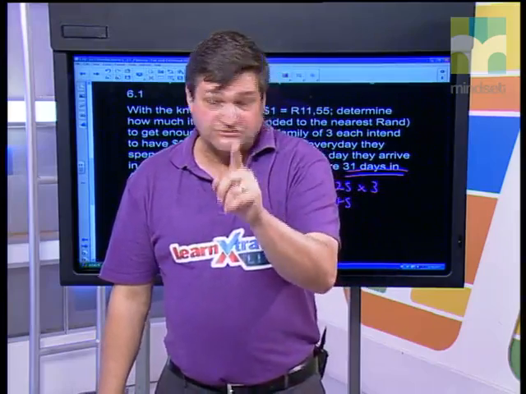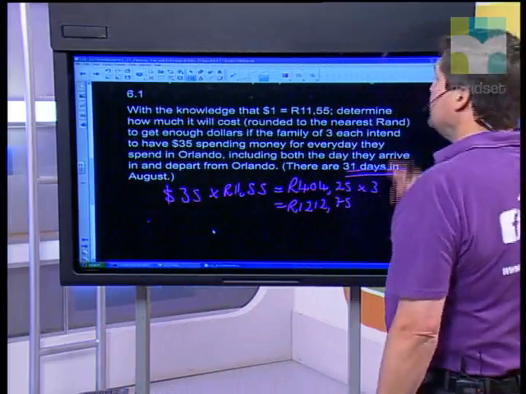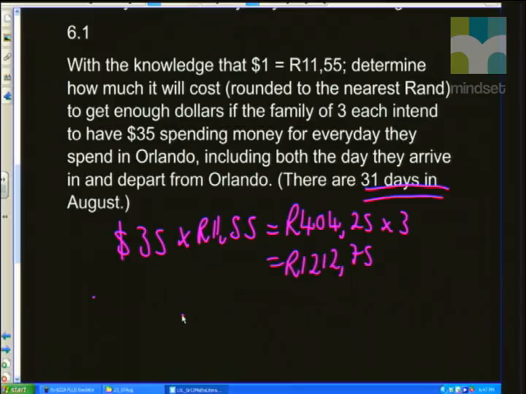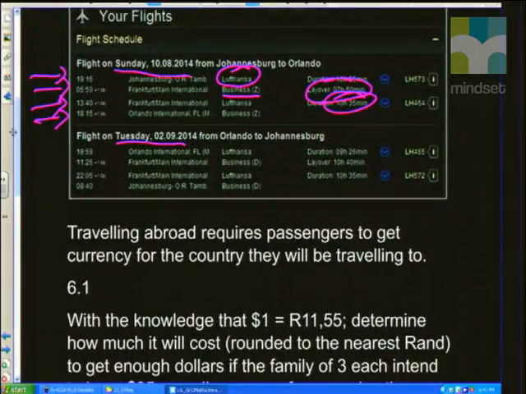Let's read what the question says. It says, how much spending money for every day will they spend in Orlando, including both the day they arrive in Orlando and the day they depart? So let's have a look here now. Out comes our timetable. Now, we leave Johannesburg on the 10th of August. We arrive the following day. It says there plus 1 day. So we are arriving on the 11th of August.